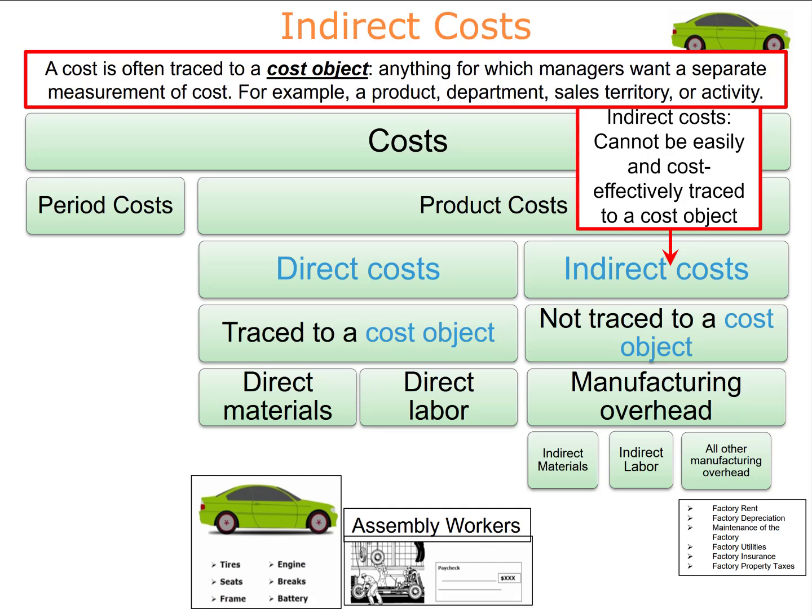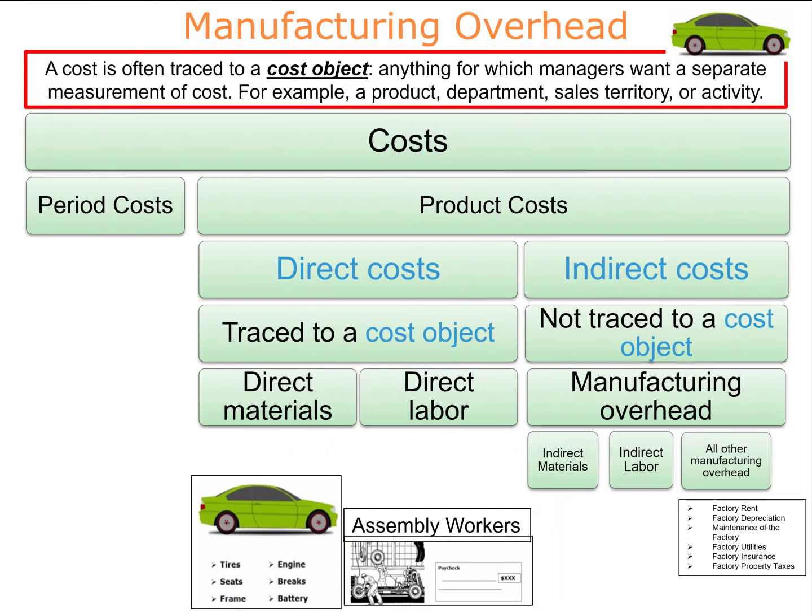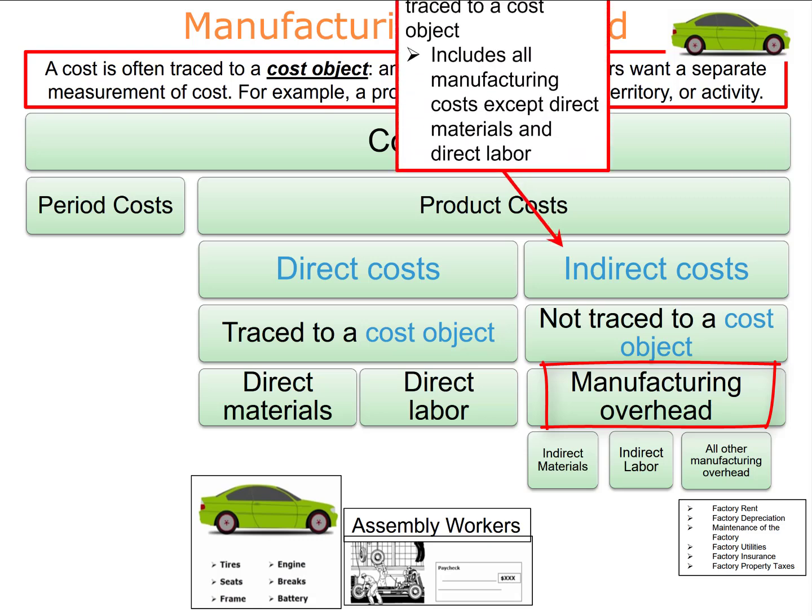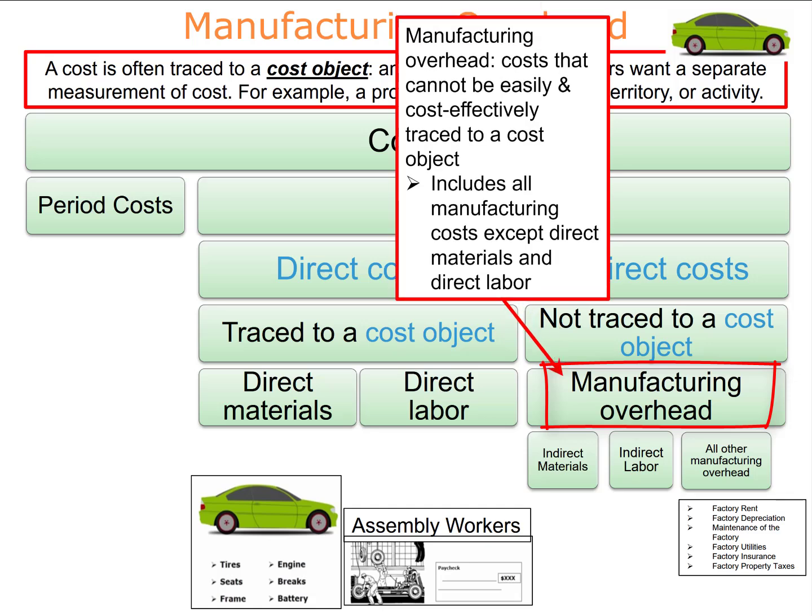These are all costs that are necessary to make cars for an automobile manufacturer or to make guitars for Gabriella's guitar shop. Notice we have one category of indirect costs, manufacturing overhead. Manufacturing overhead consists of costs that cannot be easily and cost-effectively traced to a cost object. Remember, a cost object for an automobile manufacturer is an automobile, and a cost object for Gabriella's guitar shop is the guitar.